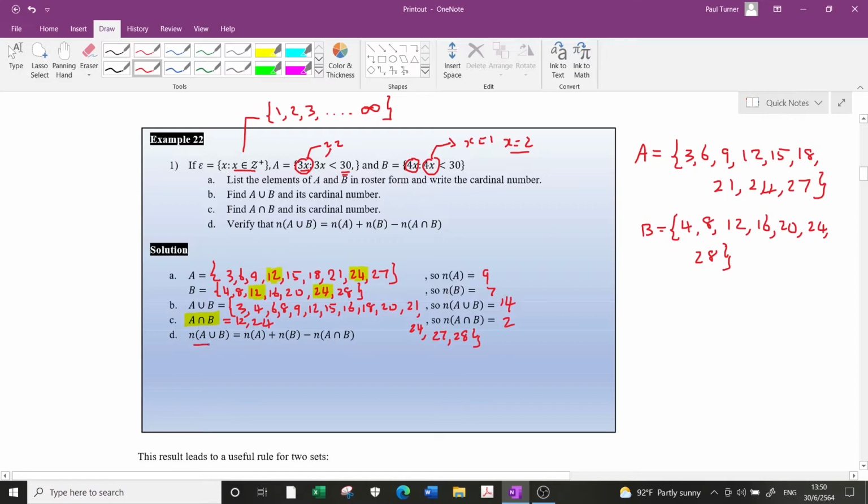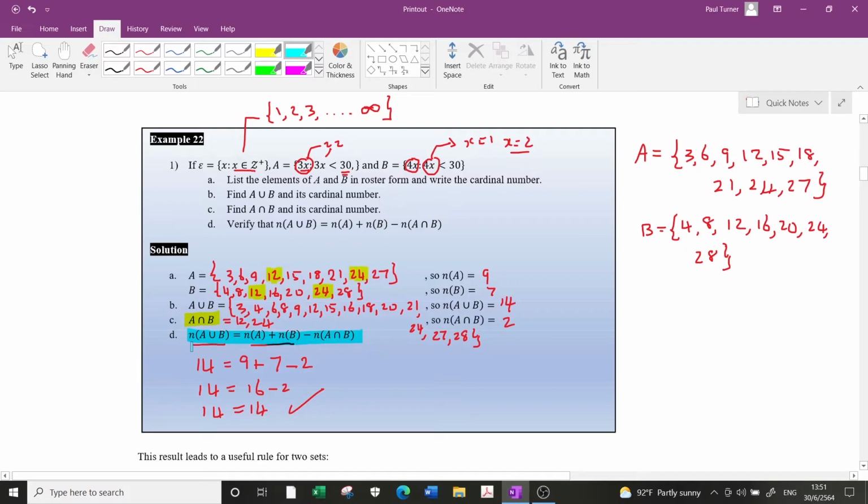So let's check this. The number in the union is 14. The number in A is 9. The number in B is 7. Minus the number in the intersection is 2. So 14 equals 9 plus 7 is 16 minus 2. And notice how we get 14 on both sides. Okay, now this rule here is true for every kind of set.